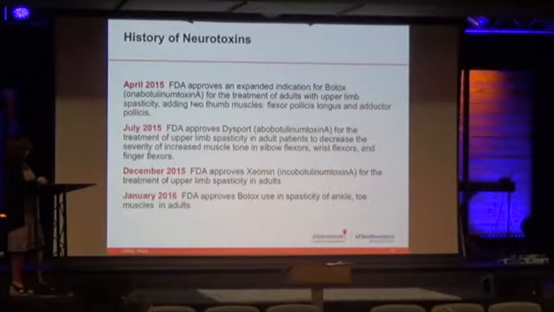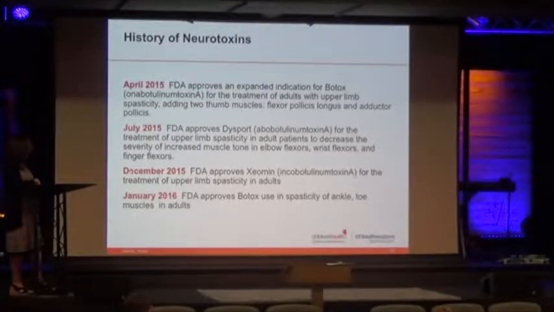In April 2015, they expanded the indication to be used for other muscles in the upper limb. Again, all adults. They added the thumb muscles, the wrist, and the elbow muscles. In July 2015, they approved the other toxin A, Dysport, for a similar indication, adults with upper limb spasticity. In December 2015, Xeomin, the third botulinum toxin A, was approved for a similar indication.